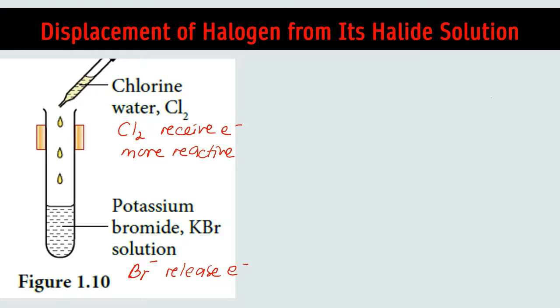What happens during these reactions? Bromide ion will release electron to form bromine molecule. 2 bromide ions release 2 electrons. Bromide ion will undergo oxidation reaction. Bromide ion is said to be a reducing agent.